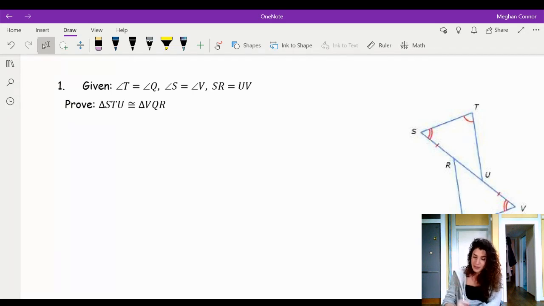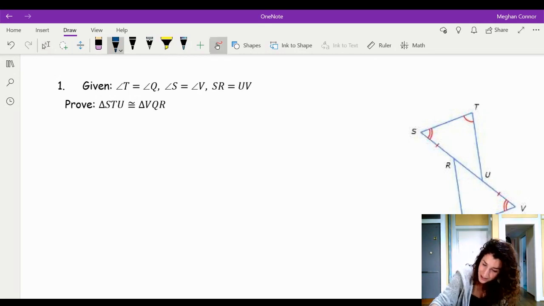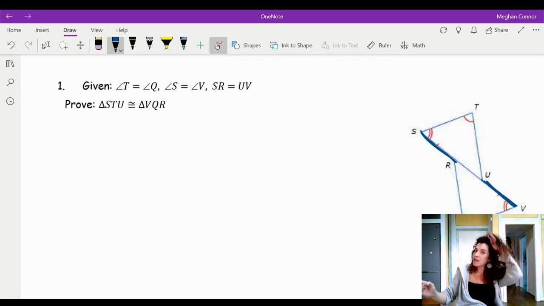Angle T is equal to angle Q, angle S is equal to angle V, and then we're given that SR equals UV. Realize SR is only this segment, right? And UV is only that segment. So we're not even talking about a whole side length of a triangle here. We're talking about a part of a side length, which is difficult because we need to say that the whole side length is equal to the whole side length.